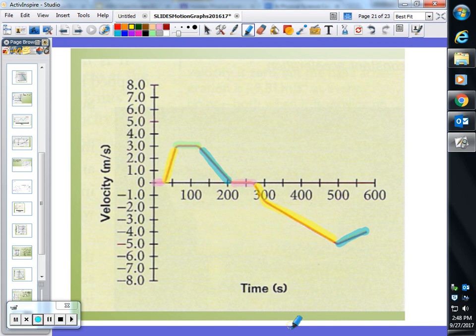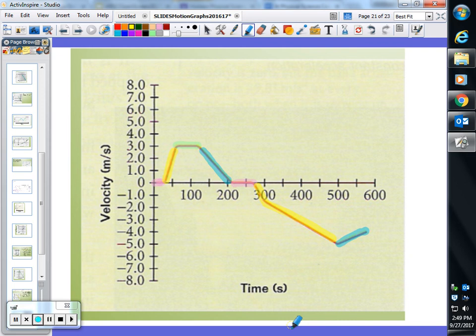A positive, right? So I believe one of your questions was, what is the object traveling with a constant velocity in the negative direction? Is that one of your questions? It says backwards, so I would say backwards, right? When is it traveling backwards? What's the answer to that question? It's never traveling with a constant velocity backwards. If it was, what would that look like? A horizontal line below the x-axis. We don't have any of those. Okay?